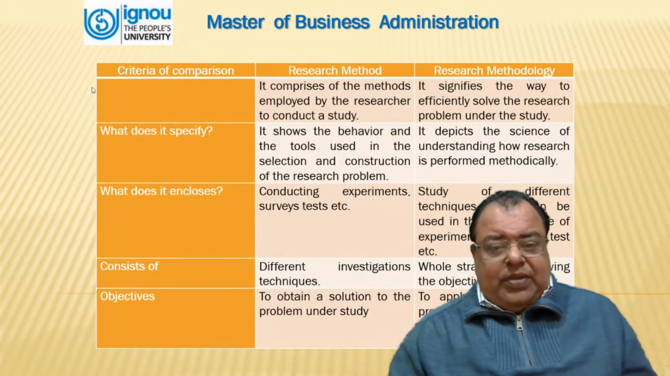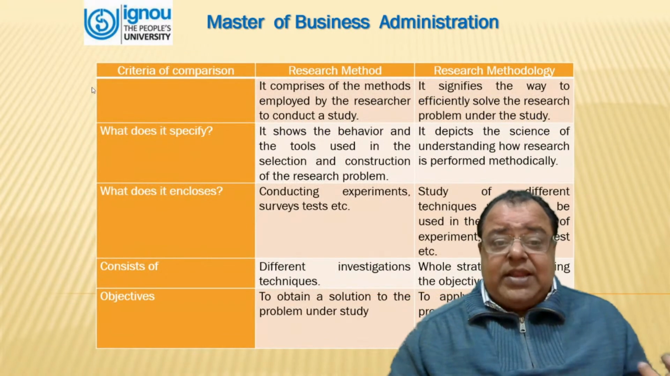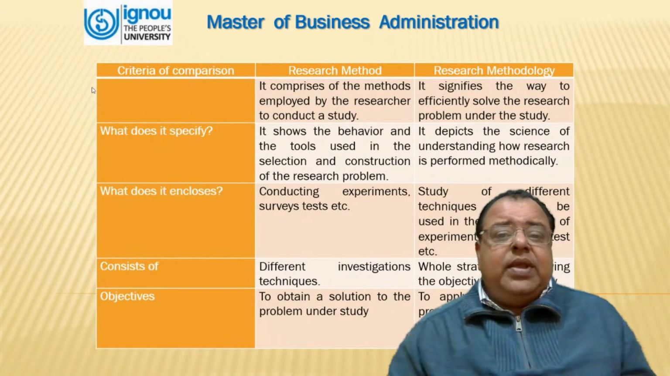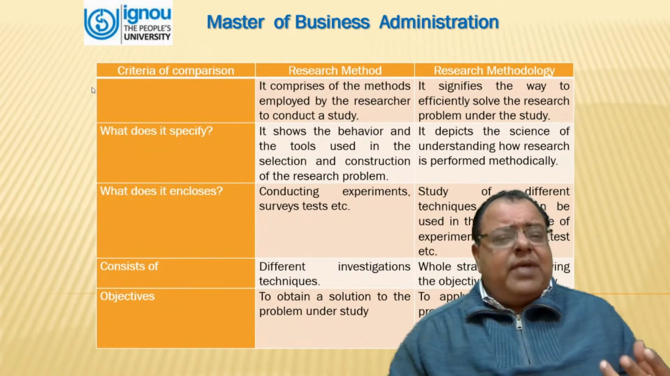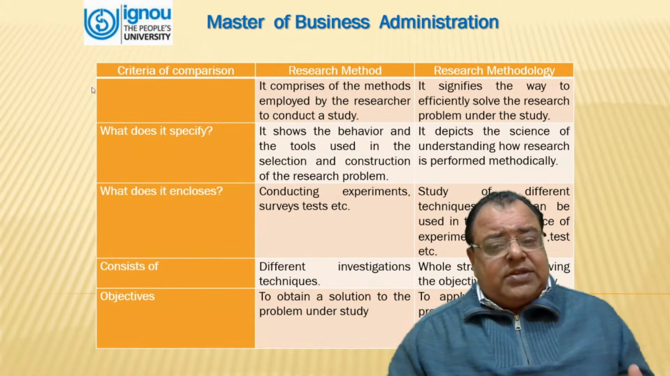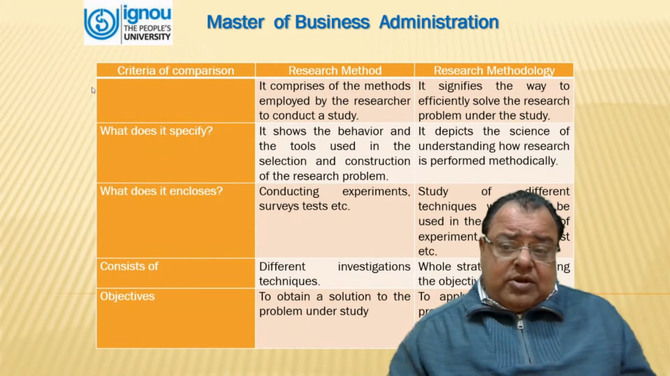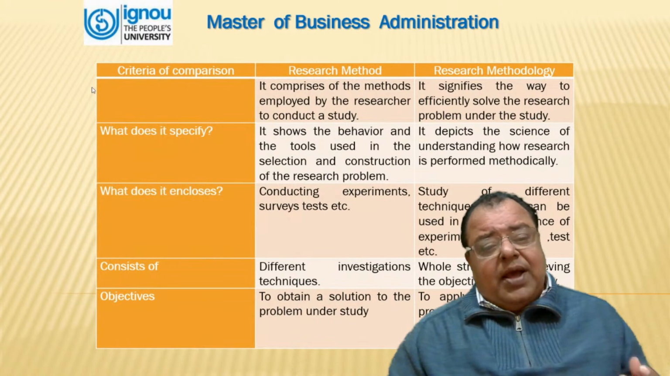Now we can see what are the criteria of comparison between research method and research methodology. As far as research methods are concerned, they comprise the methods employed by the researcher to conduct a study. Whereas research methodology signifies the way to effectively solve the research problem under study.